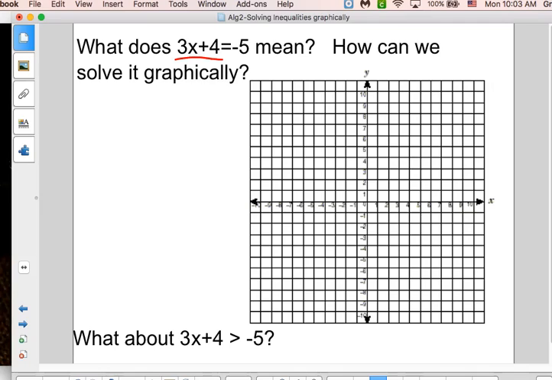When you graph 3x plus 4, where does it start at? 4. So let's start graphing it at 4. And then how do you count out its slope? Up 3 over 1.